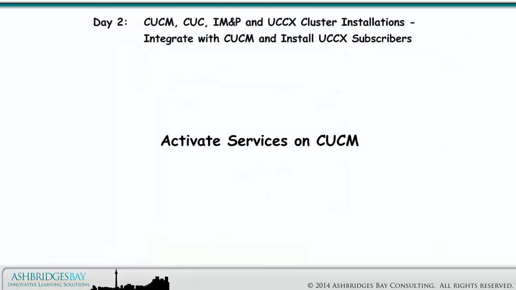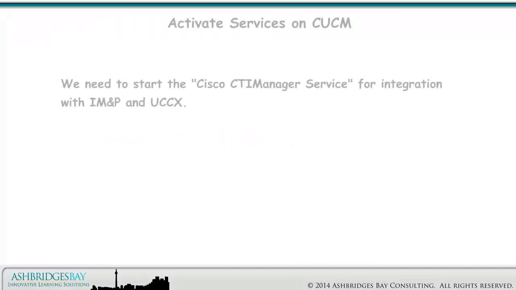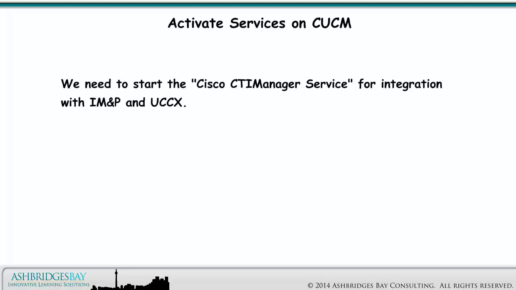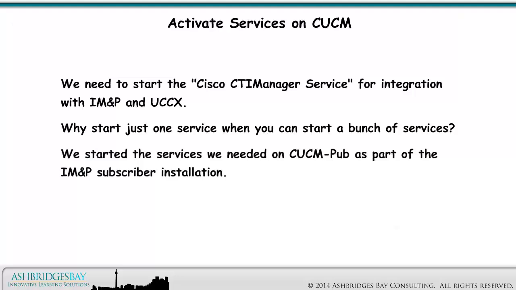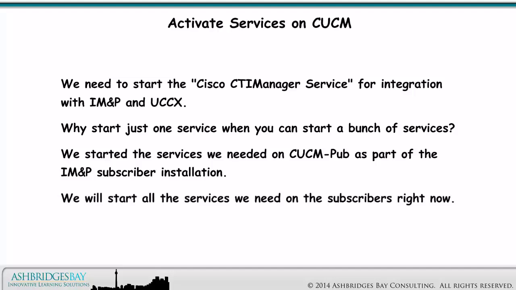We need to activate services on the CUCM for the UCCX integration. Now we need to start the Cisco CTI Manager service for integration with IM&P and UCCX. Why start just one service when you can start a bunch of services? We started the services we needed on CUCM pub as part of the IM&P subscriber installation. We will start all the services we need on the subscribers right now.